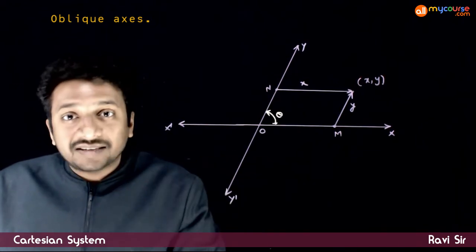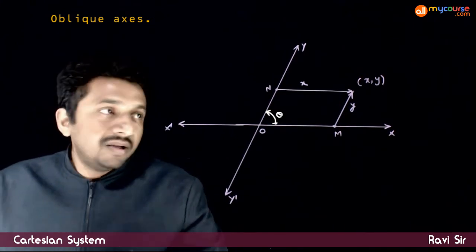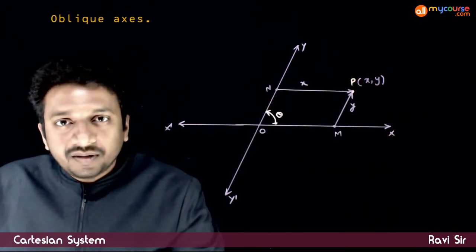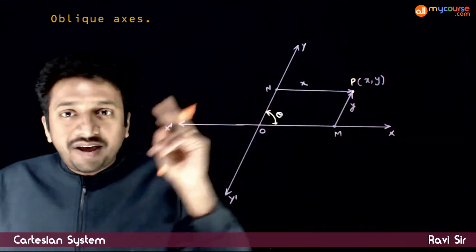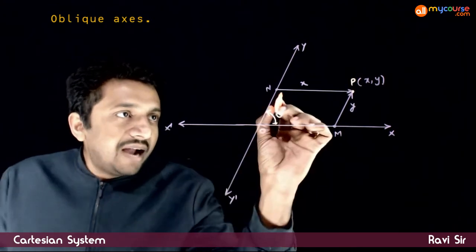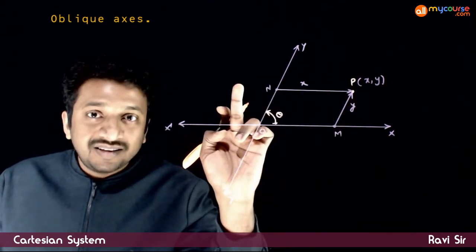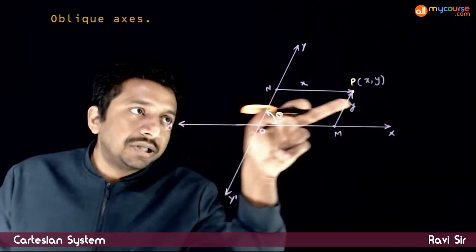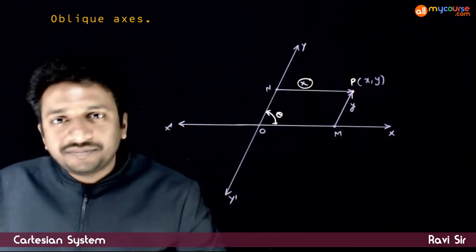Now, how do we measure the x coordinate and y coordinate of different points in different quadrants using oblique axis? We use the same definition for x coordinate and y coordinate. For example, if you have a point P, the x coordinate of this point P is the distance from y axis measured in the direction of x axis. That is, you have to measure the distance of P from y axis in a direction which is parallel to x axis. That is, you have to go in the direction of x. Whatever is the distance is the x coordinate.